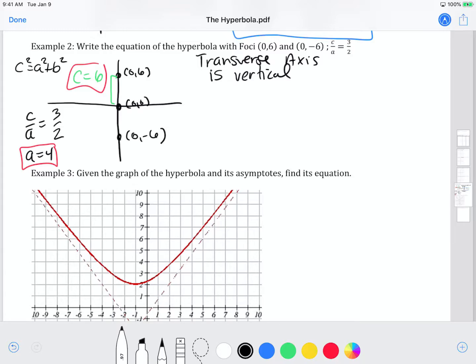So if I plug in 6 for c, that gives me 36, because 6 squared is 36. And then a squared would be 4 squared, which is 16. And when I solve that for b, I'm going to get that b is the square root of 20. Now, because my transverse axis is vertical and I have a center at 0, 0, I know that my hyperbola in standard form should look like this.